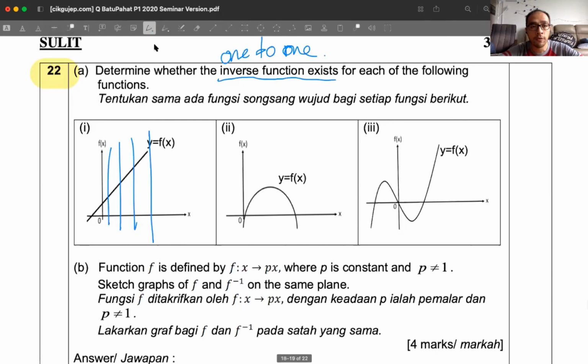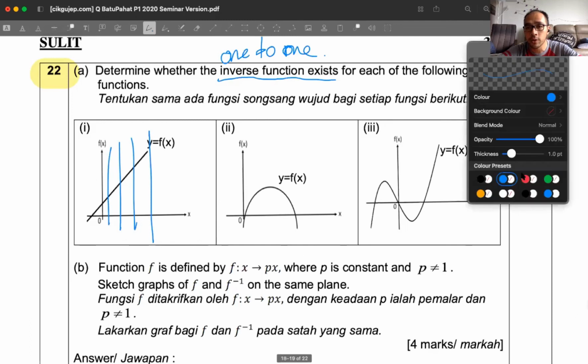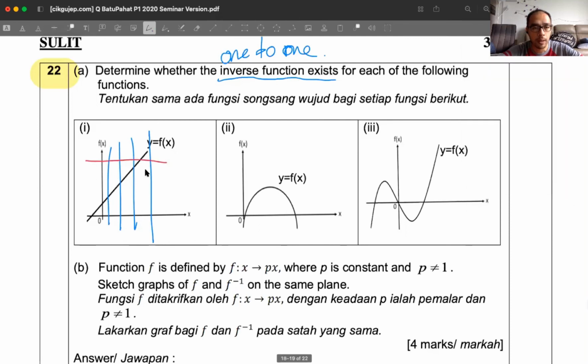I'm going to use blue for the vertical, and once again red for the horizontal. Now, when you use blue for the vertical and red for the horizontal, take a look at this black line. At any of the blue lines or the red lines, does the black line cross the same line twice? Does that make sense?